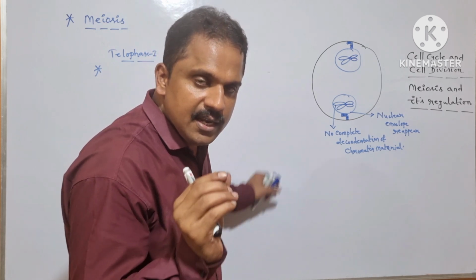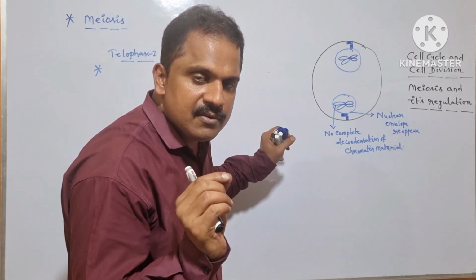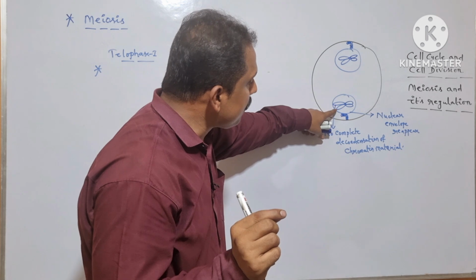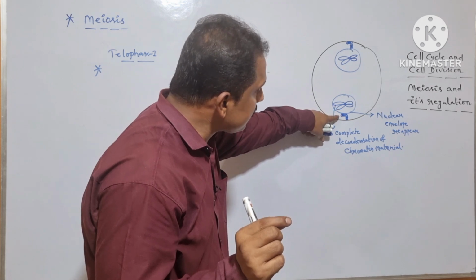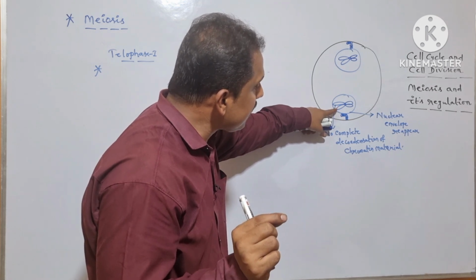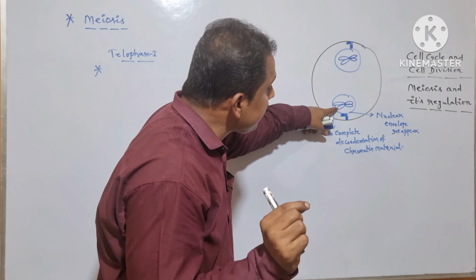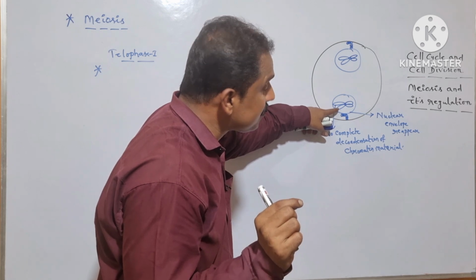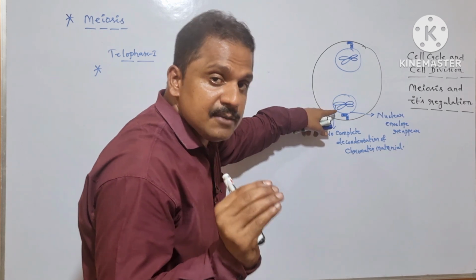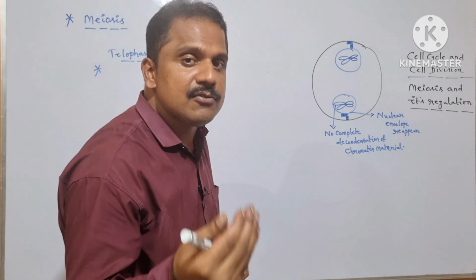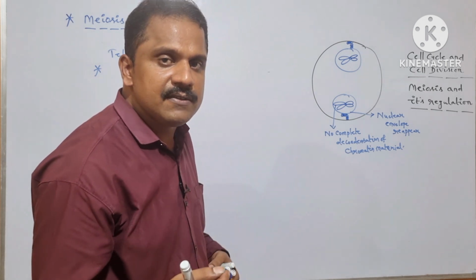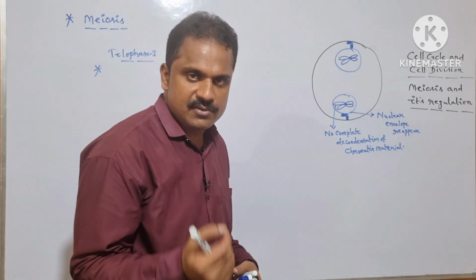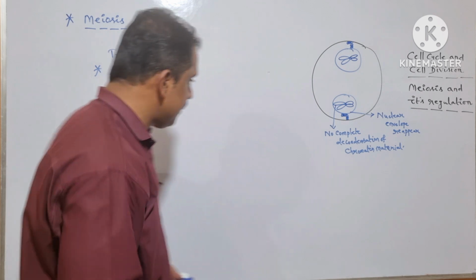Is it clear? During the telophase 1 of the meiosis 1, though the chromosomes successfully reach the spindle pole, here we cannot observe the complete decondensation of the chromatin material. So the reason why, these chromosomes again have to participate in one more other specific cell division, which is nothing but meiosis 2. Is it clear? So let me write it here.